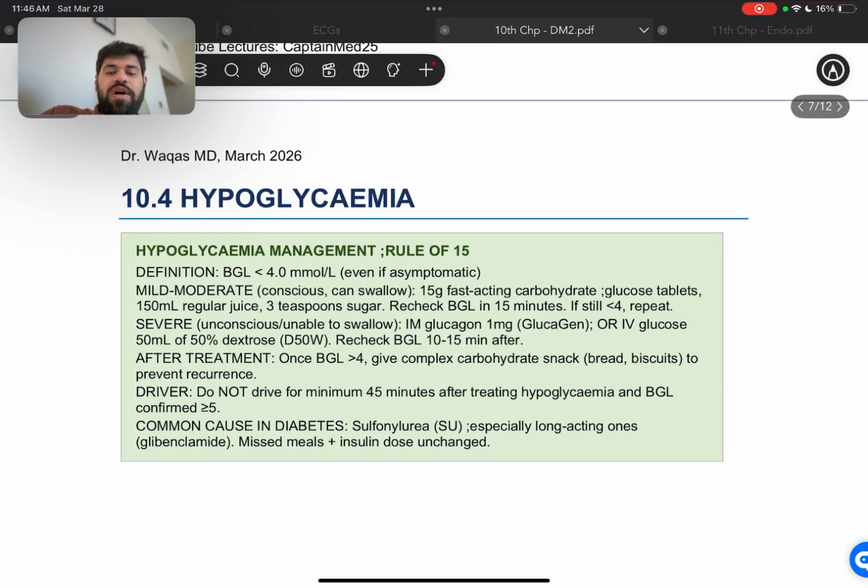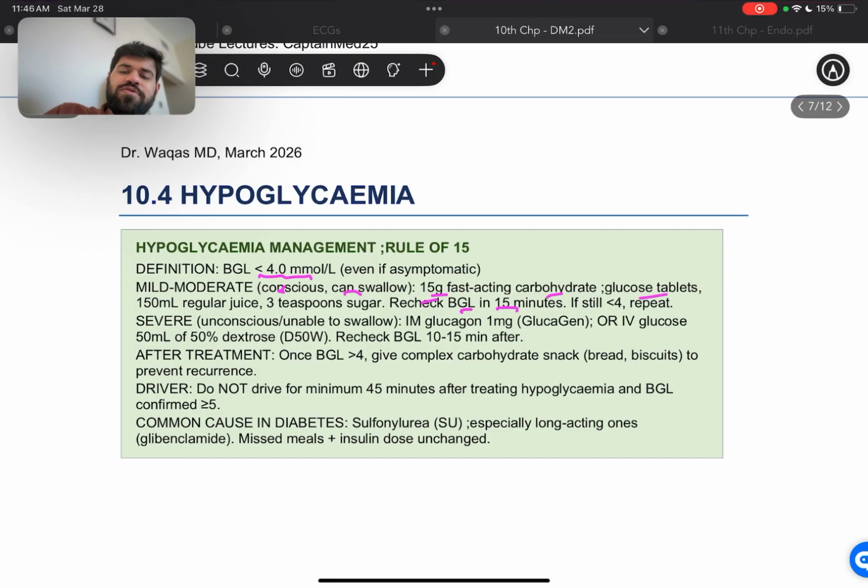Now moving on to hypoglycemia. What does it mean? Hypoglycemia is a blood glucose level less than 4.0 millimoles per liter, even if the patient is asymptomatic. Mild to moderate means the patient is conscious and can swallow. We give 15 grams of fast-acting carbohydrate: glucose tablets, or 150 milliliters of regular juice, or 3 teaspoons of sugar, and we recheck the BGL in 15 minutes. If it is still less than 4, we repeat the glucose we're giving the patient. All of this is fast-acting carbohydrate.